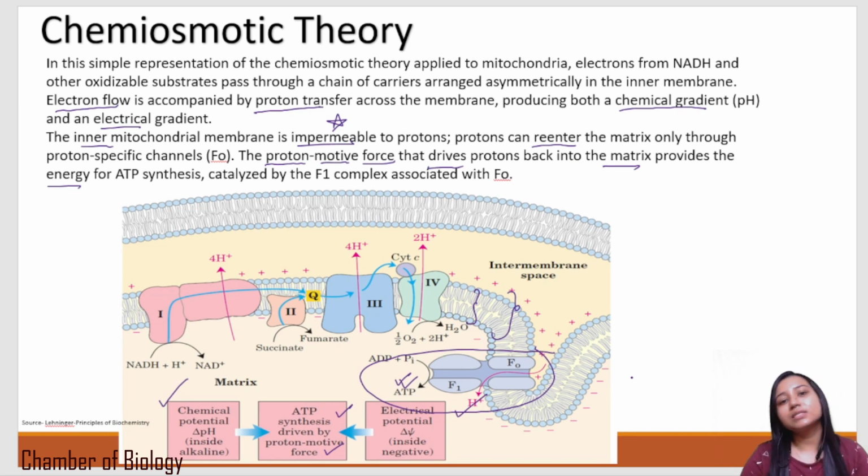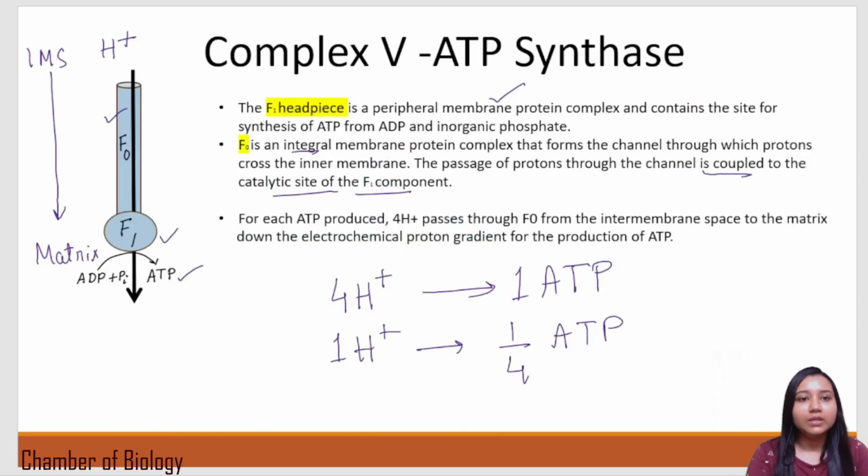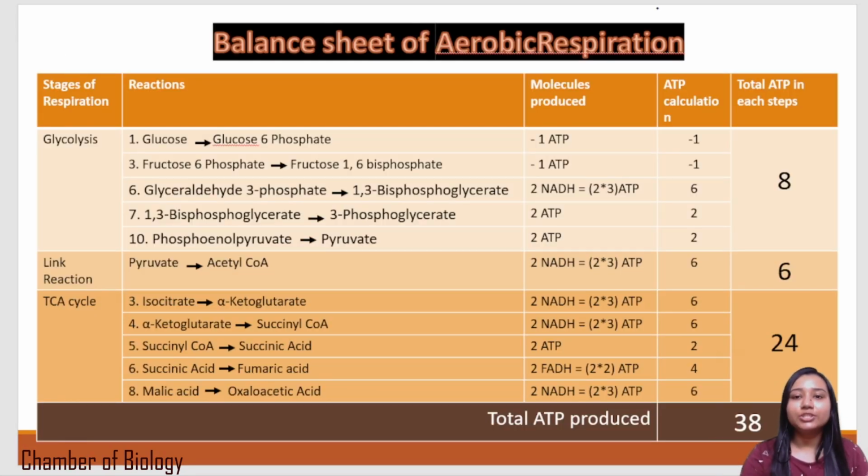Okay, and this chemiosmotic theory was proposed by Peter Mitchell. All right, so I hope all of you have understood about it. Okay, so now we are going to focus on the balance sheet of our aerobic respiration.